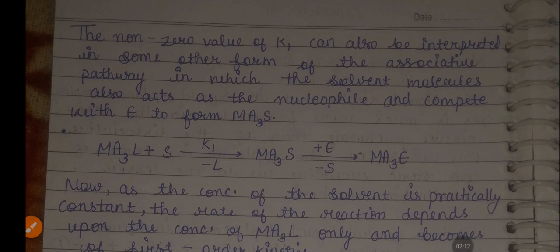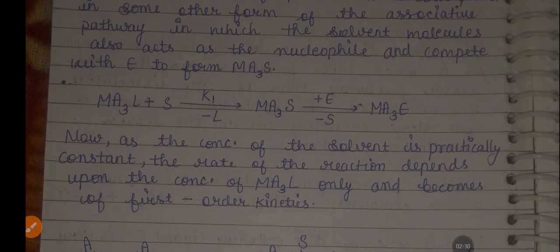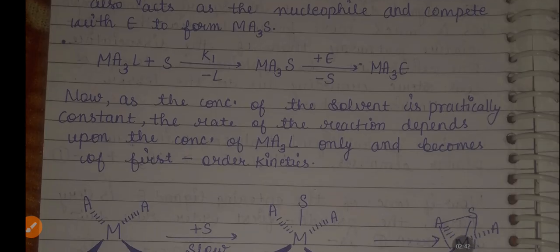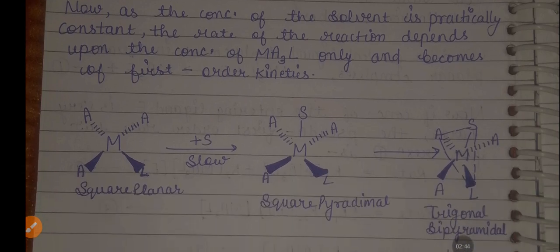Ligand L is removed and S attaches, forming Ma3S. When ligand E reacts with Ma3S, then ligand S is removed and Ma3E is formed. Now, as the concentration of the solvent is practically constant, the rate of the reaction depends upon the concentration of Ma3L only and becomes first order kinetics.